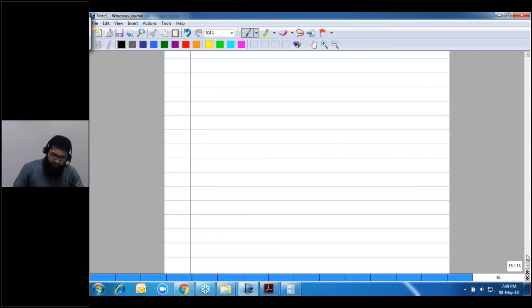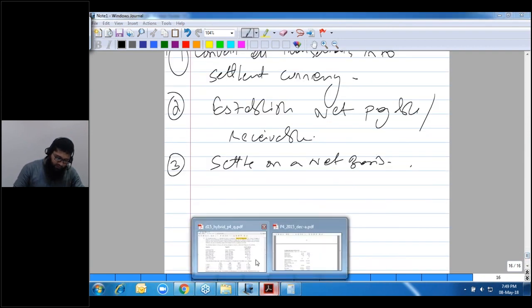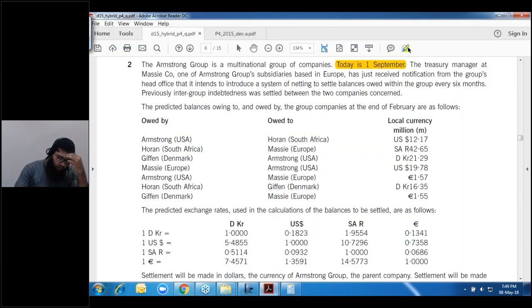If we discuss this scenario, what is actually happening? Armstrong is a multinational group of companies, and today is 1st September. The treasury manager at Massey Company, one of the Armstrong subsidiaries based in Europe, has just received notification from the group's head office that a system of netting is introduced to settle balances owed within the group companies every 6 months. Previously, intergroup indebtedness was settled between the two companies concerned. The predicted balances owing to and owed by the group companies at the end of February are as follows.